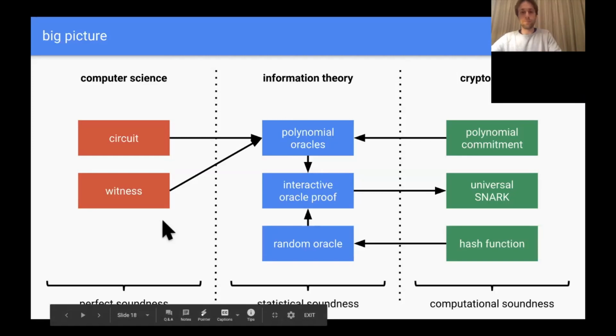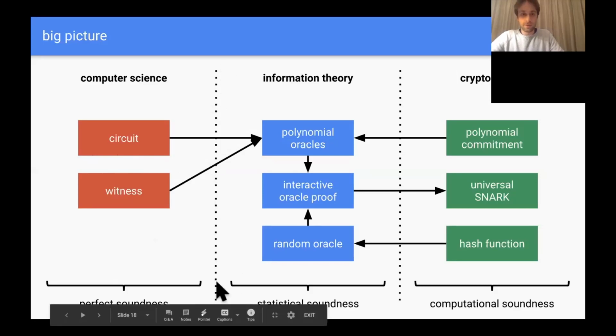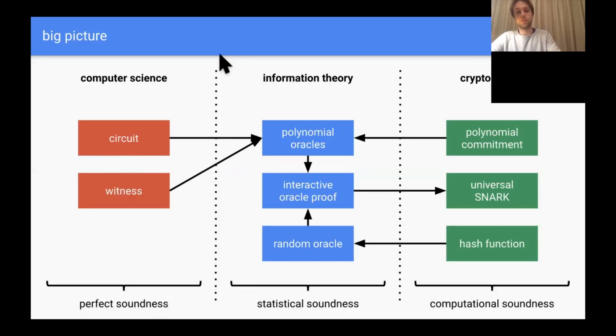So within each of these columns, we have various compilation steps. I mentioned you might go from Python code to a circuit to R1CS, etc., to polynomials. And then here you have this cliff where you encode your information into oracles. And what you lose at this first cliff is a little bit of soundness. So basically, you go from having perfect soundness to statistical soundness.